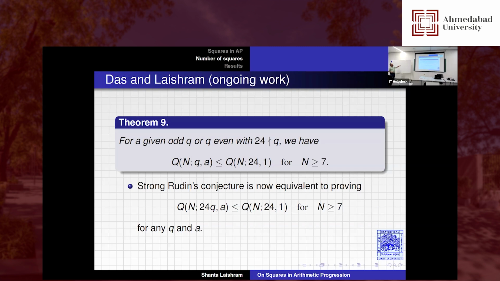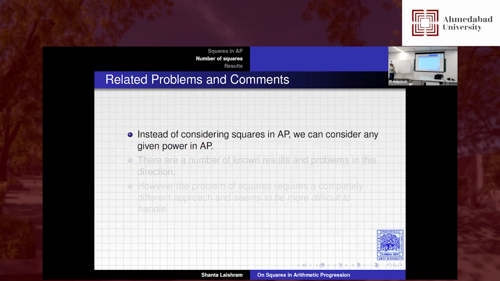So we gave another equivalent version of proving Rudin's conjecture in this. And here, of course, we're still trying to see when the common difference is composed of 5 primes or only, and not only that, 24 has to divide the common difference. This is what we have so far. We're still, that is a work in progress.